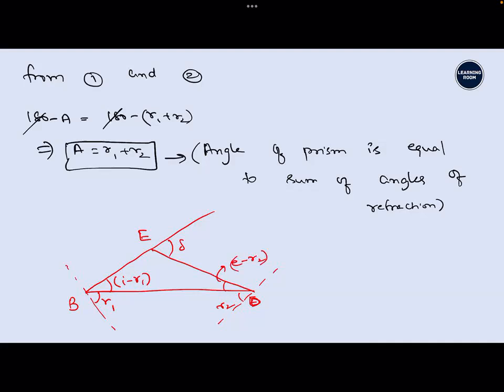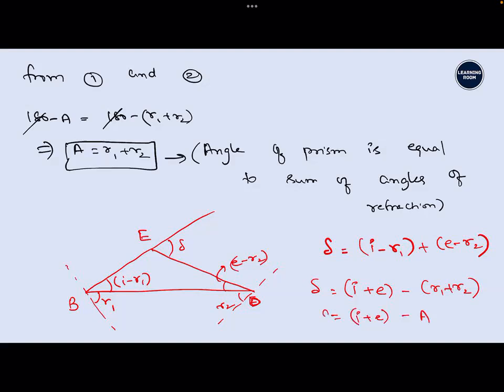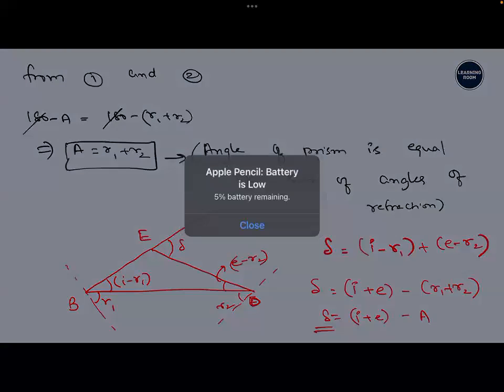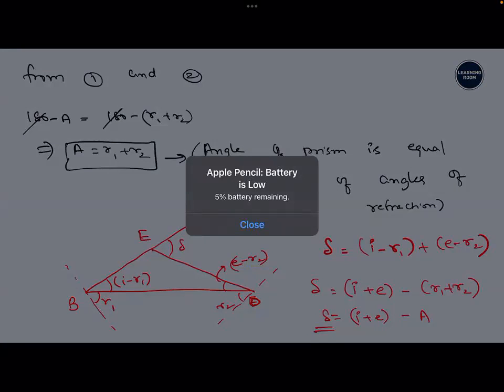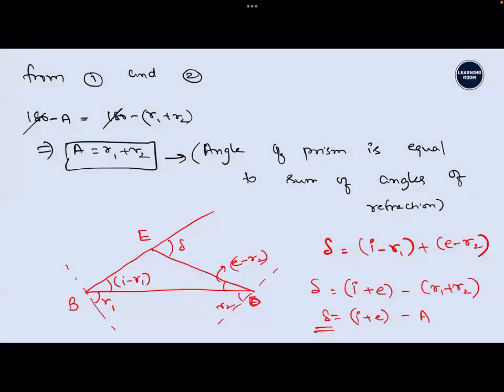So this is I minus R1. Now, what is the relation between delta, I minus R1 and E minus R2? Delta is equal to I minus R1 plus E minus R2. Right? So then delta will be equal to I plus E minus of R1 plus R2. So it will be I plus E minus A, because what is R1 plus R2? A. So delta will be equal to I plus E minus A. Clear?